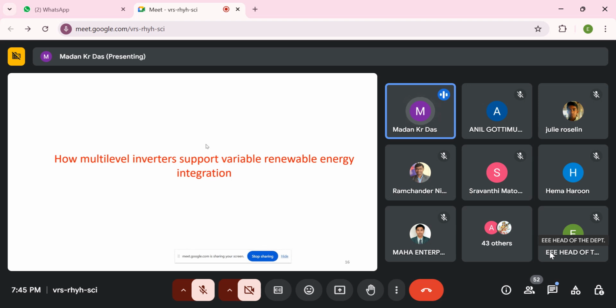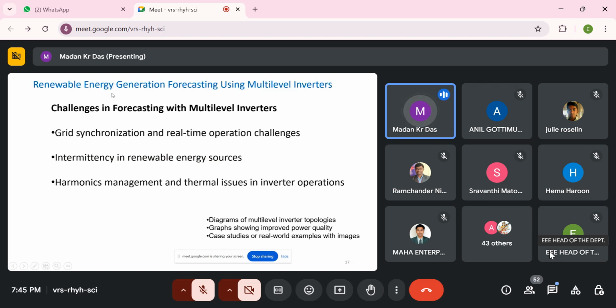And now we have the most important topic: how multi-level inverters support variable renewable energy integration. Renewable energy generation forecasting using multi-level inverters. Challenges in forecasting with multi-level inverters include grid synchronization and real-time operation challenges. Another challenge is the intermittency in renewable energy sources, and harmonic management and thermal issues in inverter operation.